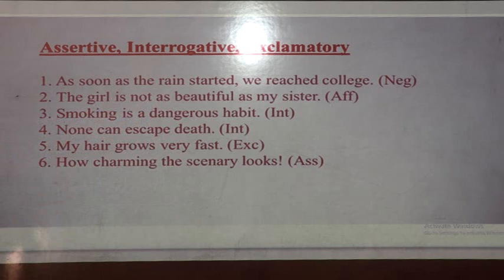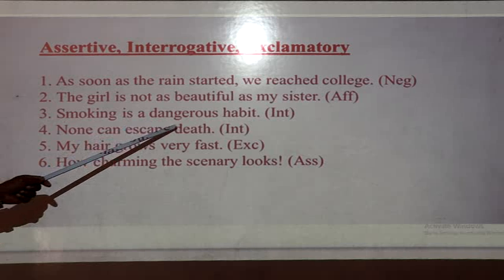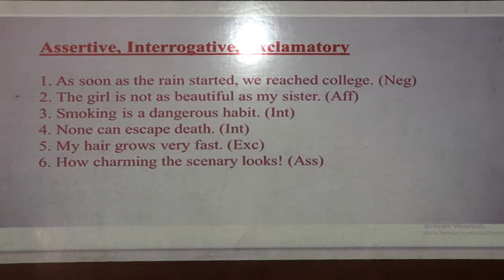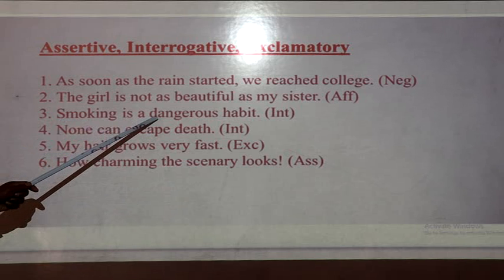Number three, smoking is a dangerous habit. It is an affirmative sentence, assertive sentence. We'll have to make it interrogative. In case of an interrogative sentence, we have to use the auxiliary verb before the noun or subject. And in order to keep the meaning the same, we have to use not with this auxiliary verb. So we can write, isn't smoking a dangerous habit? We have to use the interrogative sign.